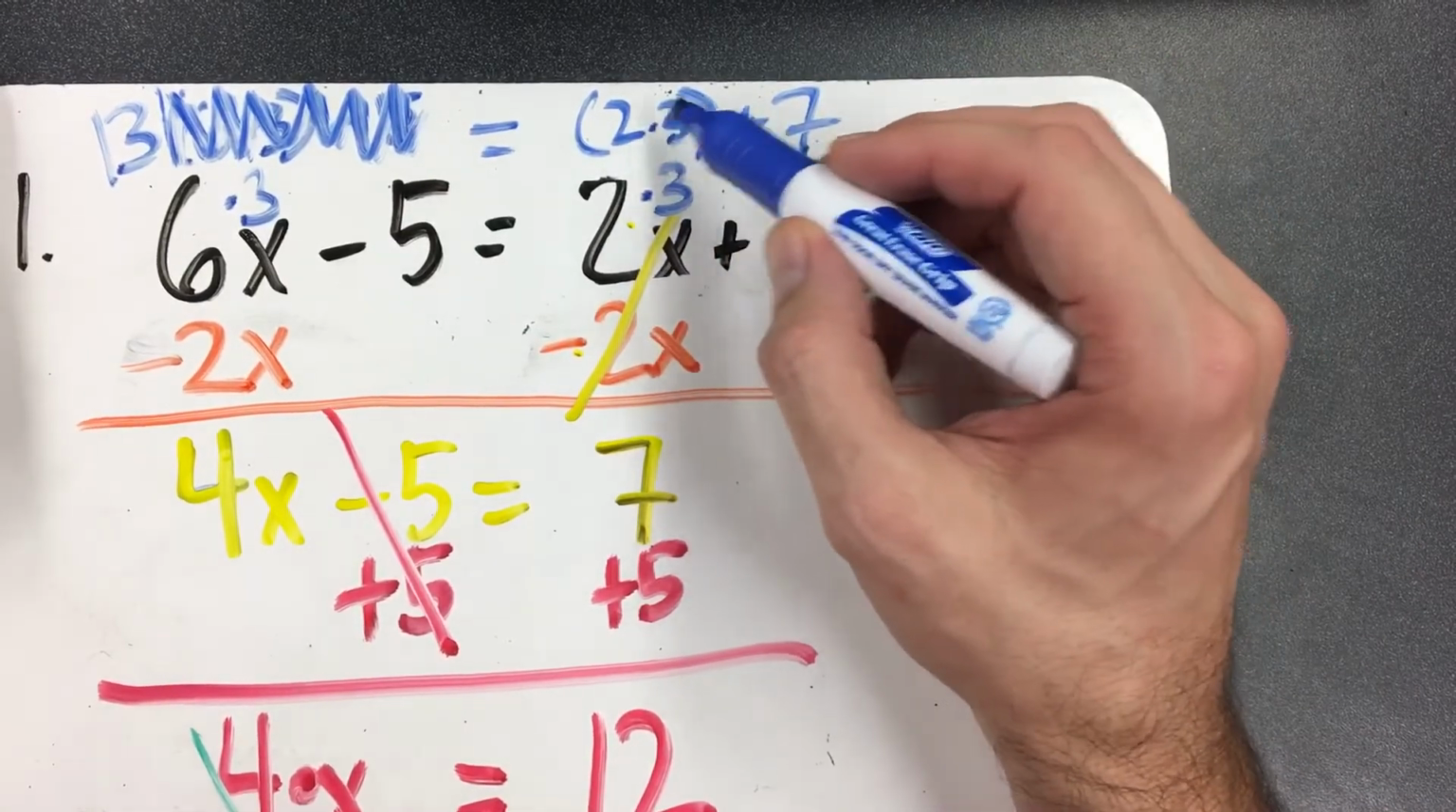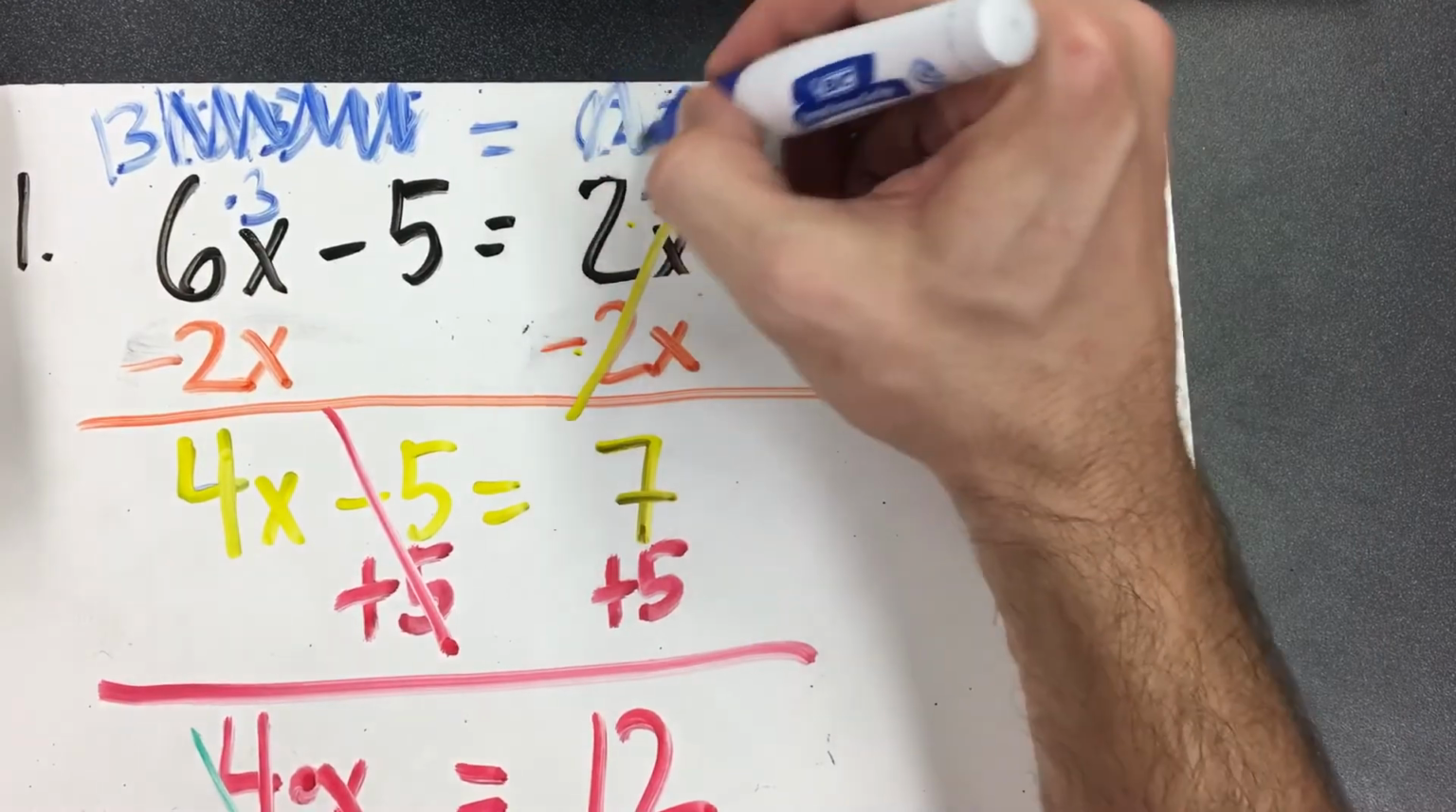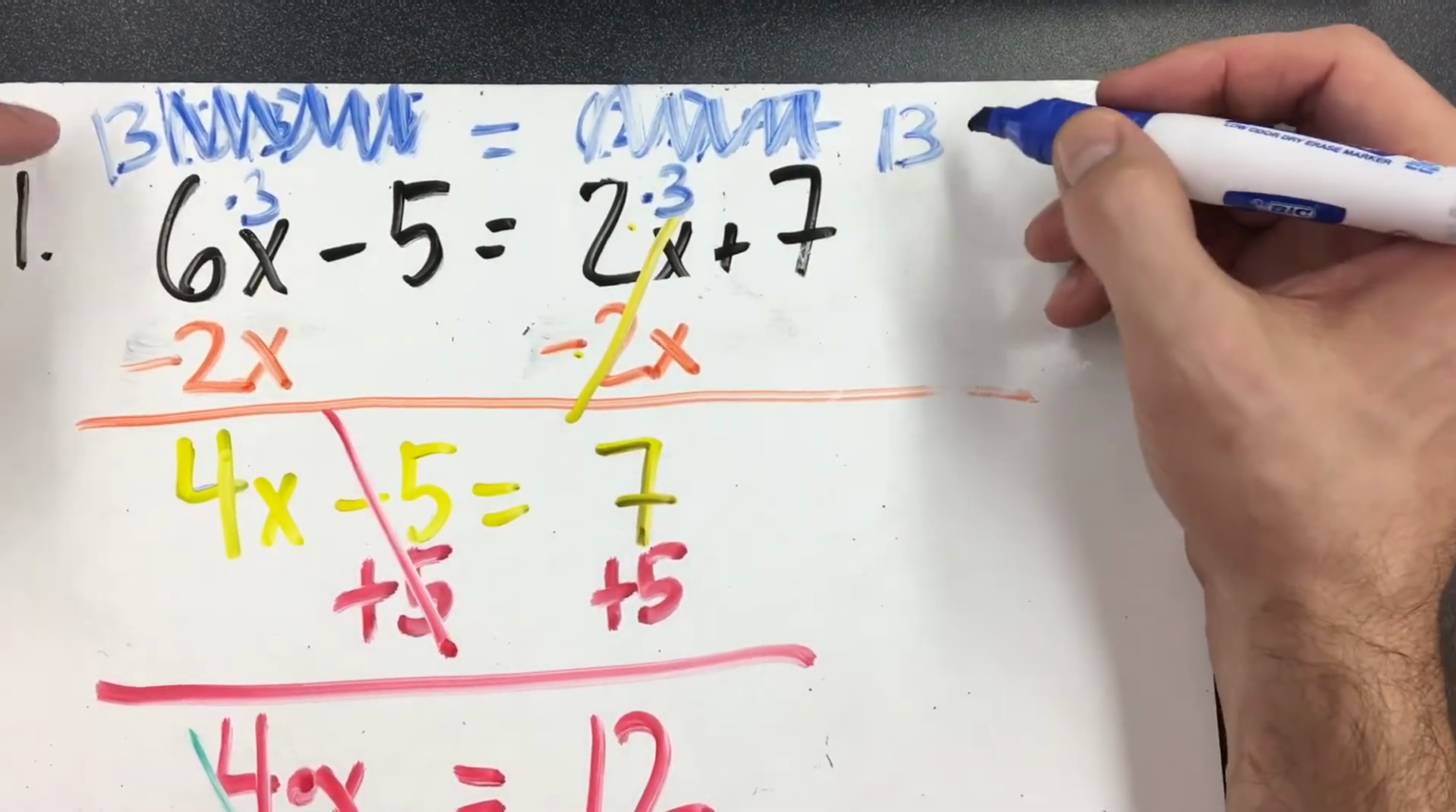2 times 3, that's 6. 6 plus 7, does that equal 13? Yeah, 6 plus 7 equals 13. And so I know I got it right because I got 13 on both sides.